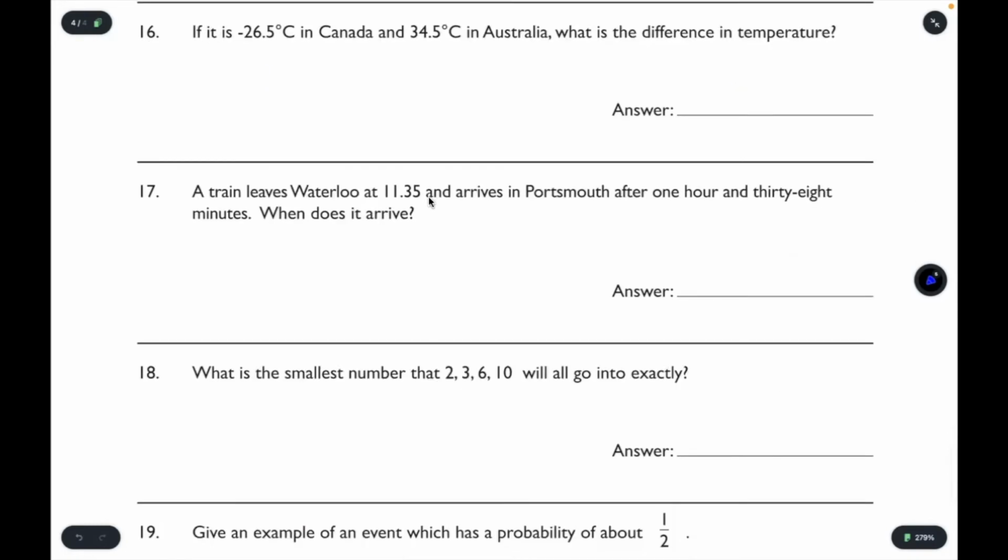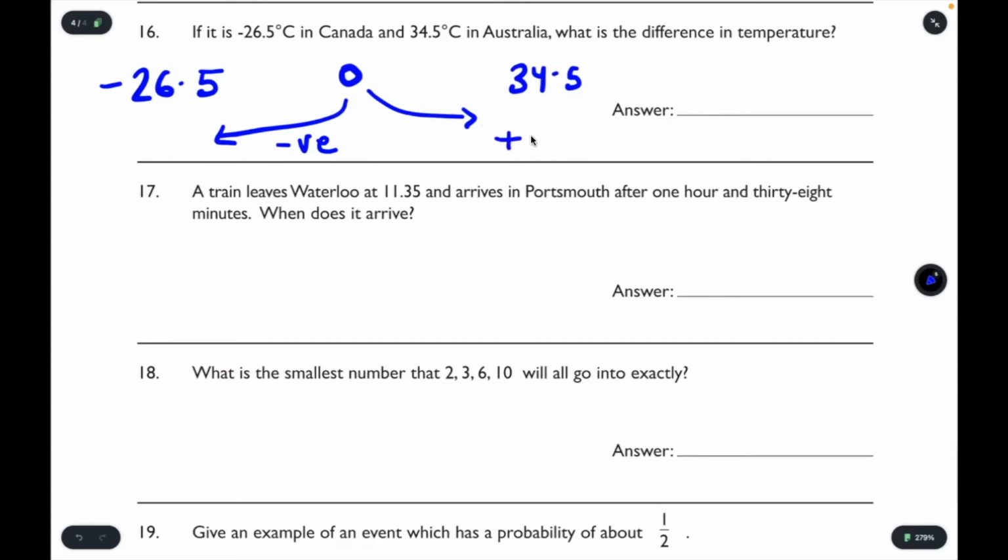16, if it is minus 26.5 degrees Celsius in Canada and 34.5 degrees Celsius in Australia, what is the difference in temperature? So in Canada, it's minus 26.5. And in Australia, it's a positive number. Instead, it's 34.5. Somewhere in the middle of that is the value of 0. Of course, everything to the left here becomes negative, and everything to the right this way becomes positive.